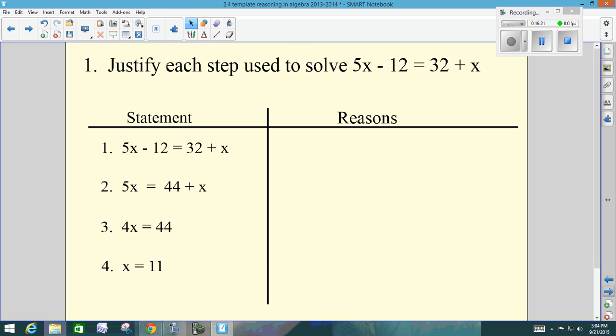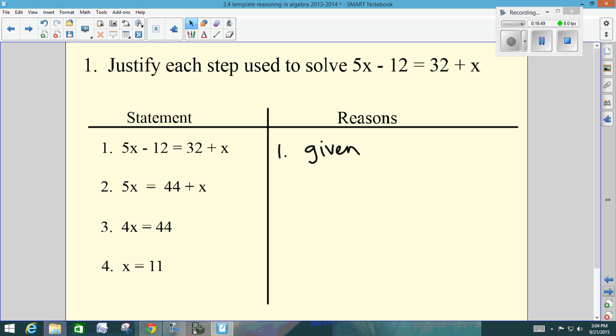So, that first example, justify each step used to solve this equation. They already did all the work for us. We have to go through and figure out what they did. The first step in a proof, whether it's algebraic, one like this, or it's geometric, is always given. So your first blank should be given. Where does this information come from? It's given to you. You're not starting from nowhere. They're going to give you something to go off of.